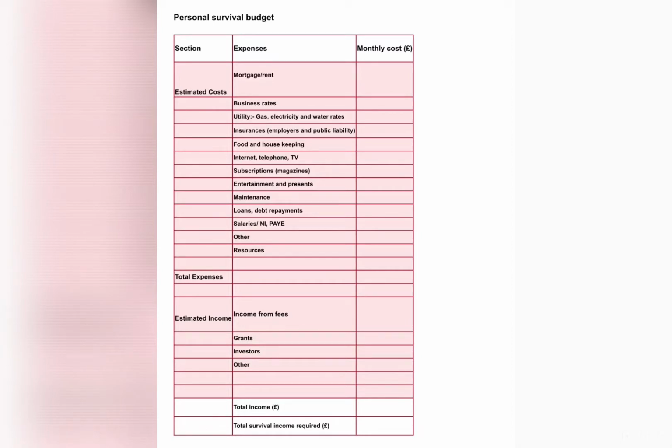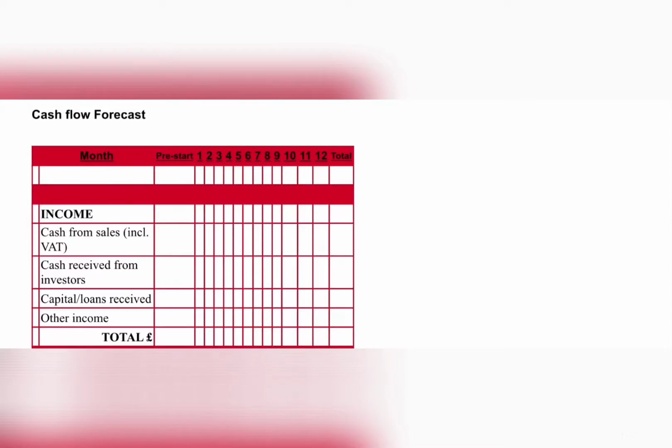Next is your cash flow forecast. What are you hoping to achieve within the next 12 months? So month by month, write down income, every income that you get, cash or investors, any loans, capital received. So every month, write down how much, what is the cash flow. This is sort of a predicted cash flow before you start up the business.